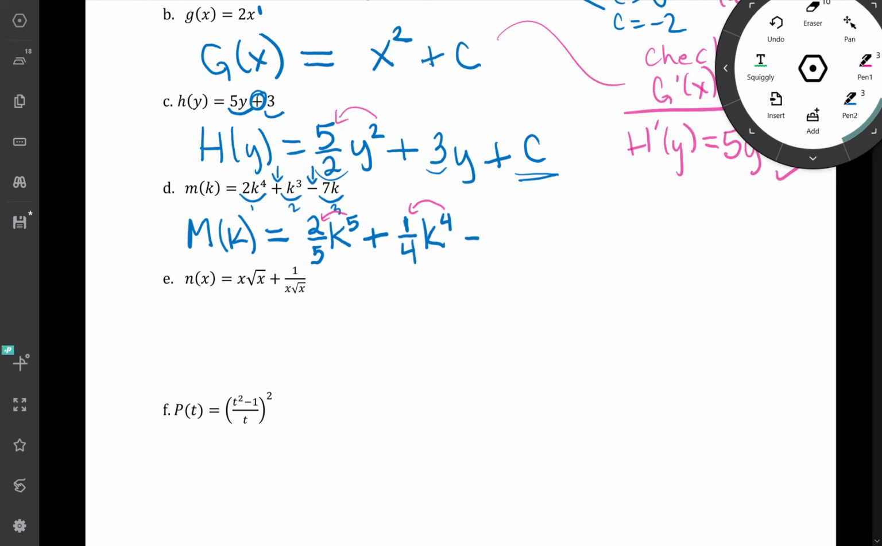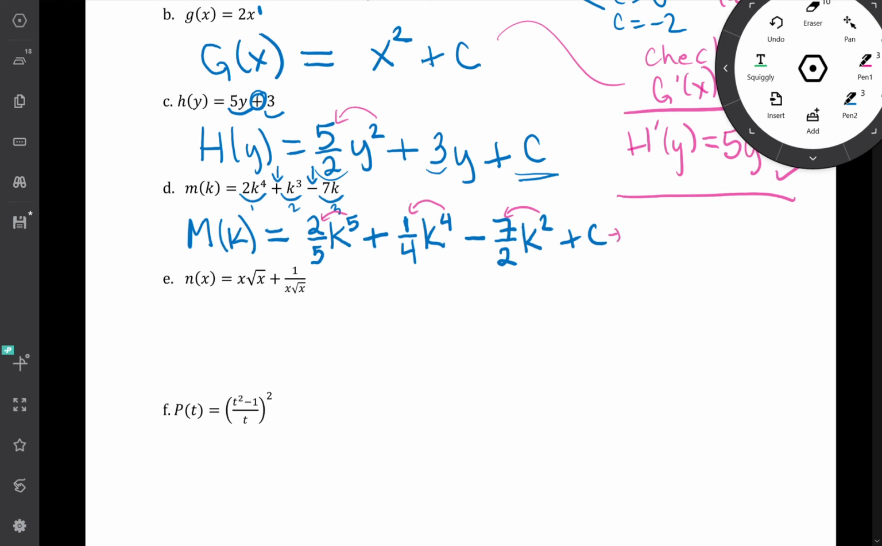And then last piece, 7k, so we know if we want to end up with a k, we should have started with a k squared. If we think about that power rule, the derivative would be a 2k. I don't want a 2k, so I'm going to divide by the 2. So now, when I take the derivative, I will get 1k. I don't want 1, I do want 7, so I'm going to make that a 7/2, and then a plus c.